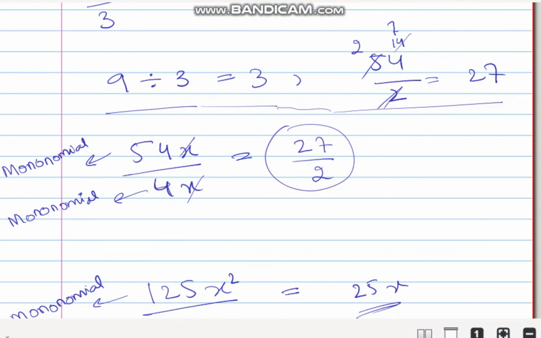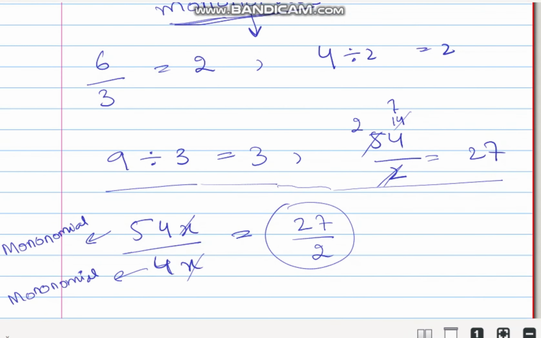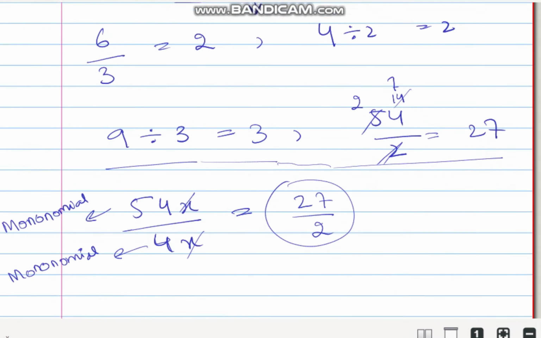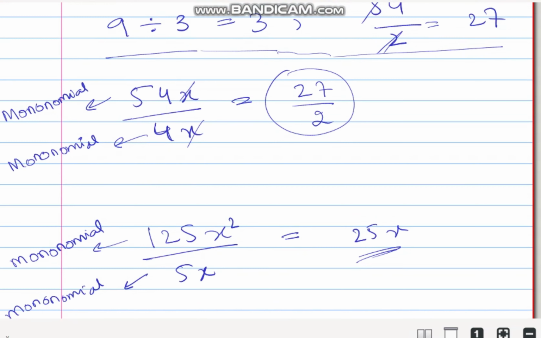So what are these things? These are just the division of monomials. We know how to divide one monomial by a second monomial. This is basically the conclusion of the topic. Now we will see about polynomials. Let me take the next page. Now we will see about polynomials. I will take the question from the book.